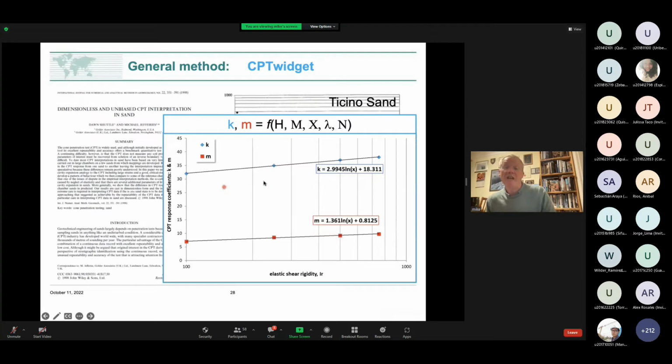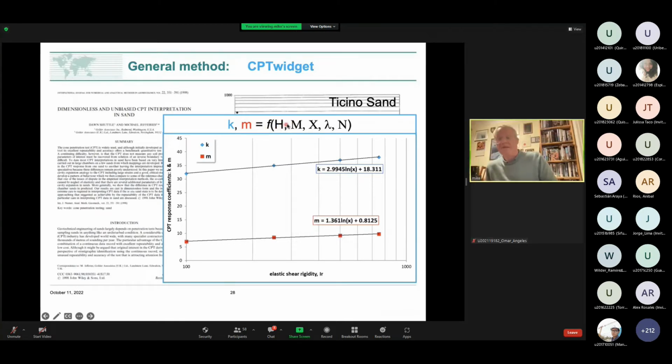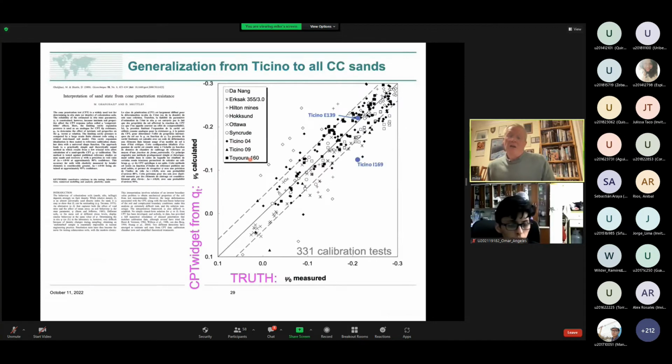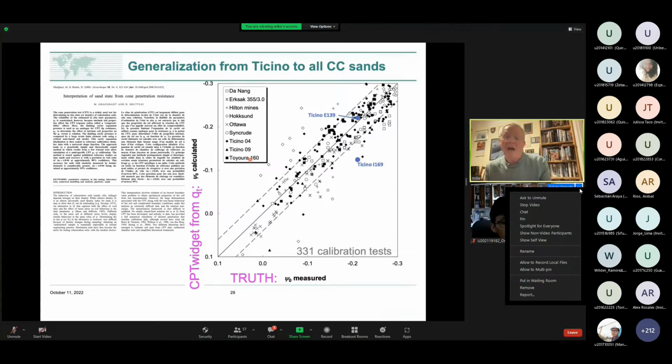And I should say, what we found is that these K and M are actually a function of the elastic rigidity. IR is simply G max over sigma V. And we found that systematically K and M depend on IR, chi, lambda, etc. So we have ourselves a nice framework which we can apply to any soil. Of course, if you're of cynical disposition, you say, this is a very nice story, Mike. How well does it work?